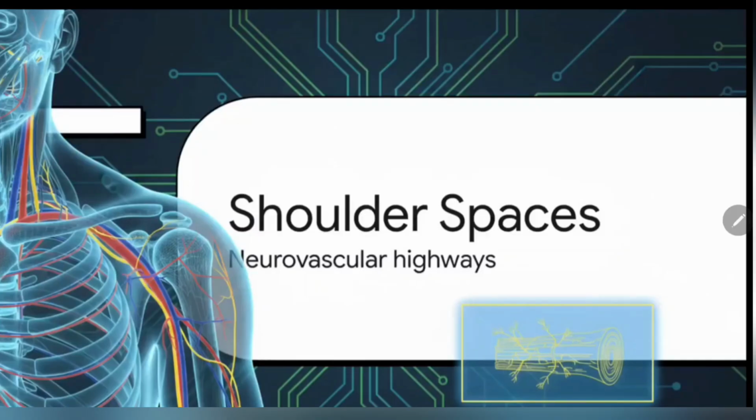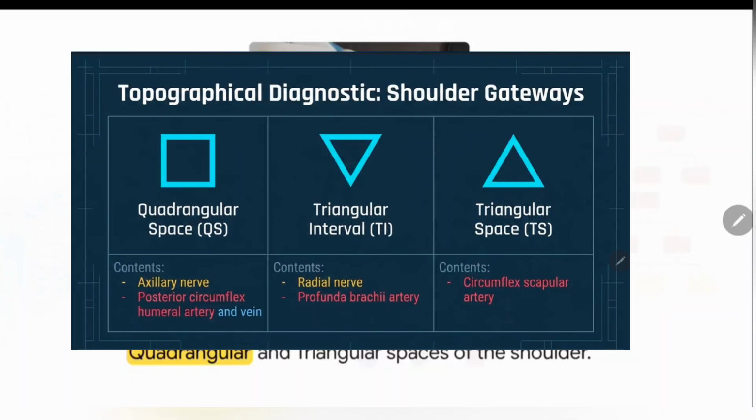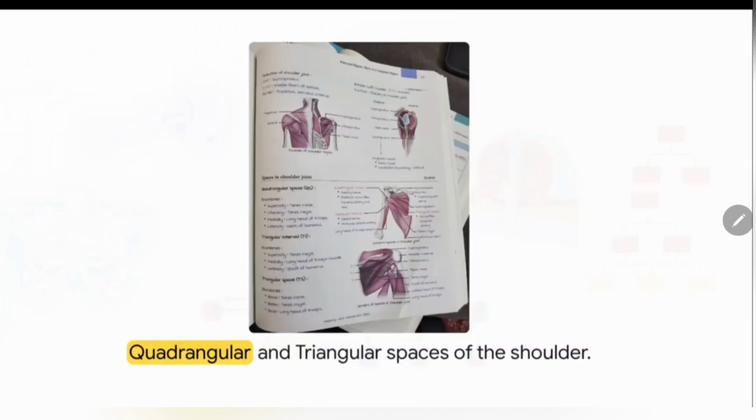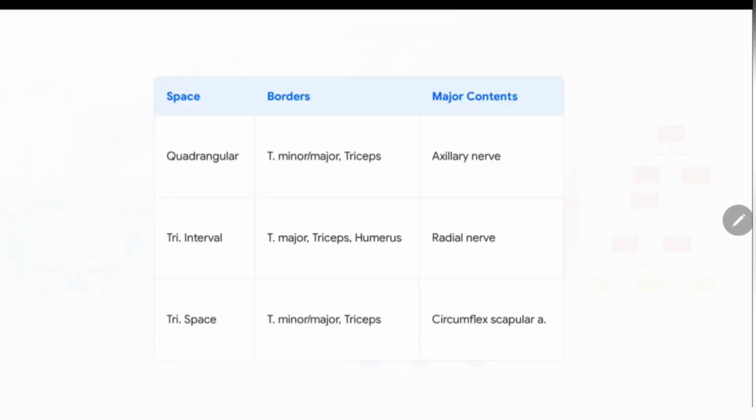Section 5. Shoulder spaces, the neurovascular highways. Excellent. Let's shift gears from the muscles themselves to the architectural gaps left between them. Notice how the teres minor on top, the teres major below, and the long head of the triceps vertically dissecting them, beautifully create these specific little windows. We have the quadrangular space laterally, the triangular space medially, and the triangular interval dropping down inferiorly. You absolutely have to know what travels through these highways.